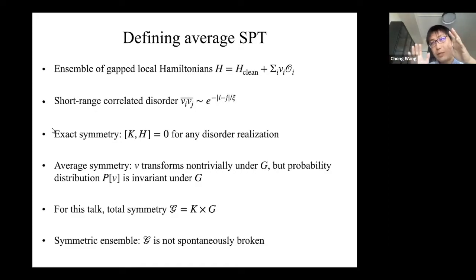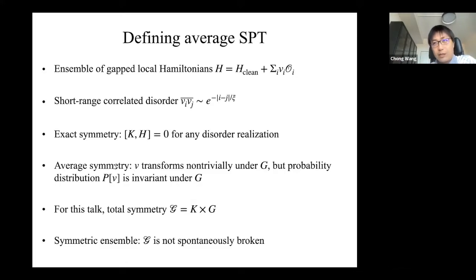Now let me define the symmetries. So there are two notions of symmetries here. So one notion is called exact symmetry, which is more similar to the symmetry in the previous slide. So let me call it K. So an exact symmetry would commute with the Hamiltonian for any disorder realization. So it doesn't matter what value this V takes in the ensemble, the K will commute with the total Hamiltonian. Okay? That's the exact symmetry. And then there's the average symmetry, which is the main player of today's story. So this symmetry, let me call it G.